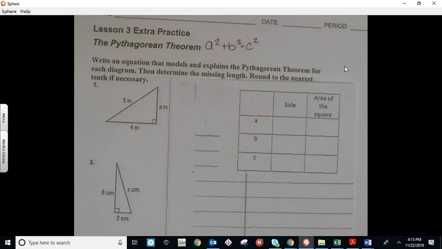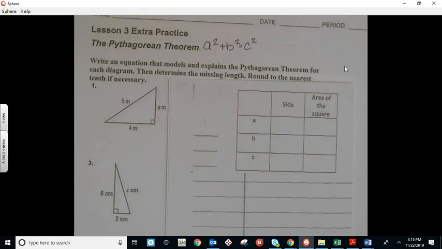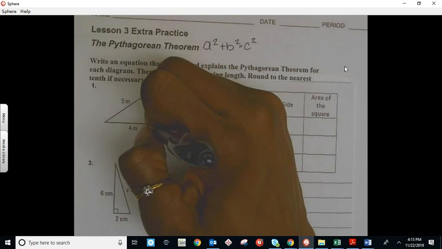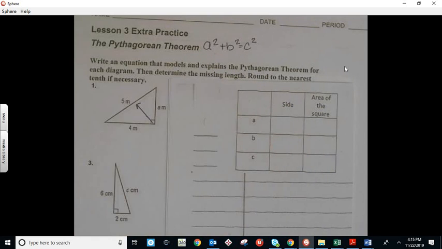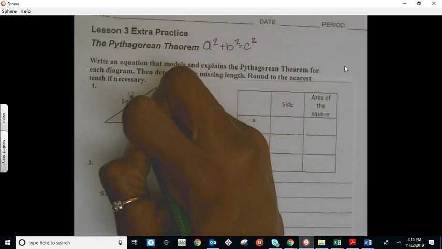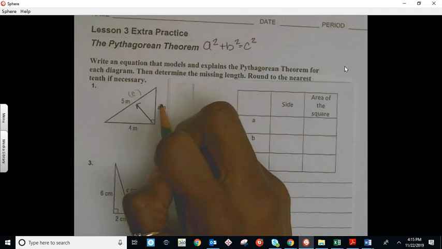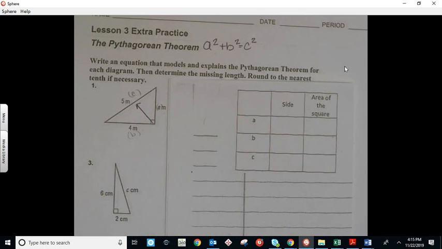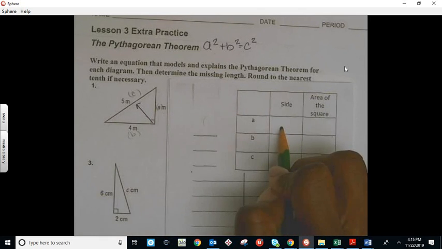Let's take a look at number 1. What I want to do first is identify my C, my hypotenuse. If you remember, here's my right angle, and my hypotenuse, my C, is always going to be across from there, okay? So first I want to do my table. Here's my C. Your legs are interchangeable. This one already has an A, so let's make this one B. Let's see what I can fill in on my table. I don't know what A is, but I do know that B is 4, and I know that C is 5.